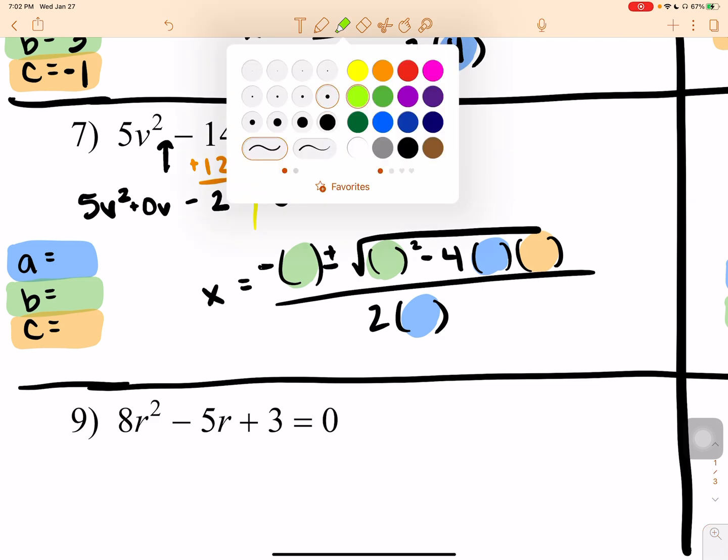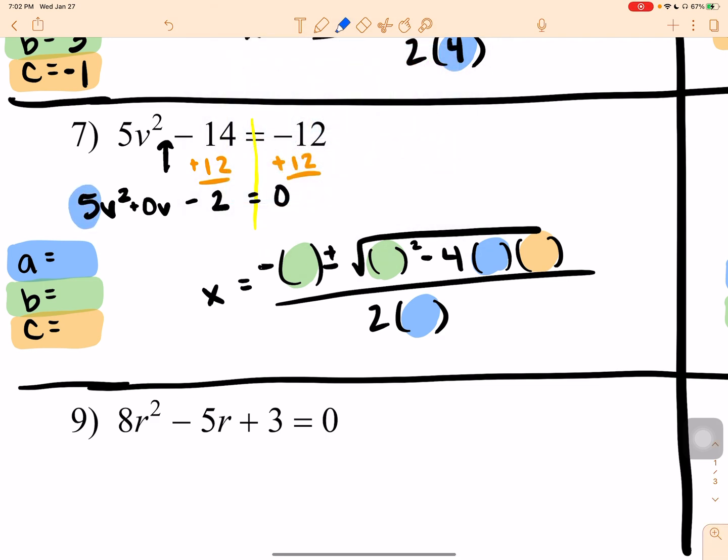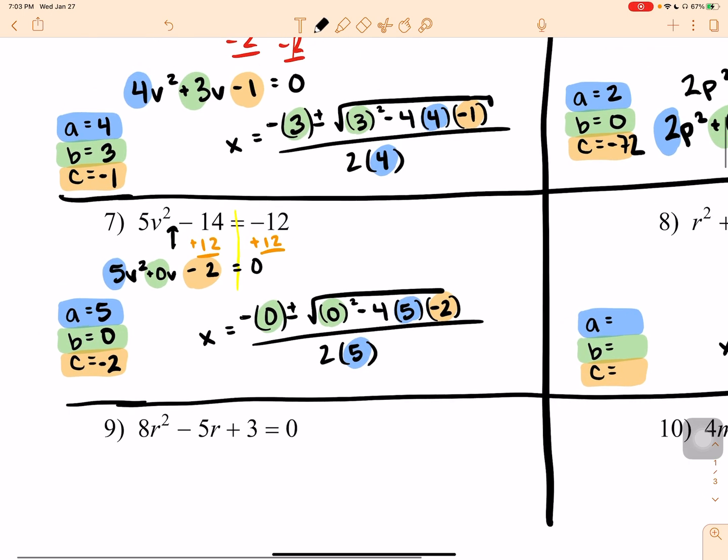Okay, so now if we go through identifying, 5 is a, our b is 0 because it was not existent, but we had to have it there. C is negative 2. So we have 5, 0, and negative 2. So now if we go ahead and plug this in, negative b is negative 0, plus or minus the square root of b squared would be 0 squared, minus 4 times a times c, so minus 4 times 5 times negative 2, all over 2 times 5. And then you can simplify just like we did up above, okay?